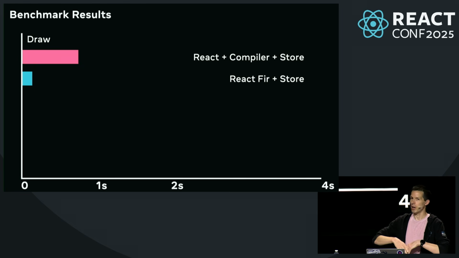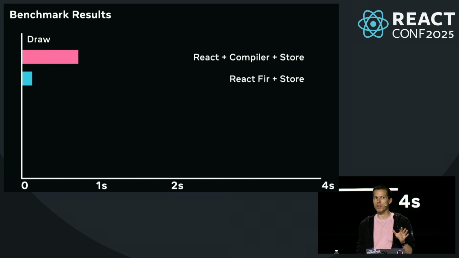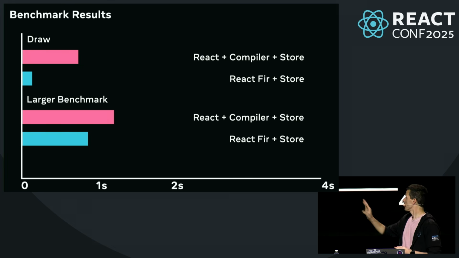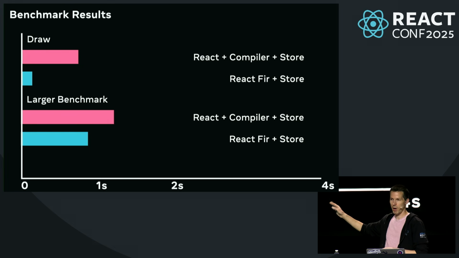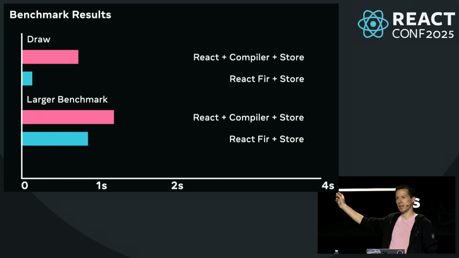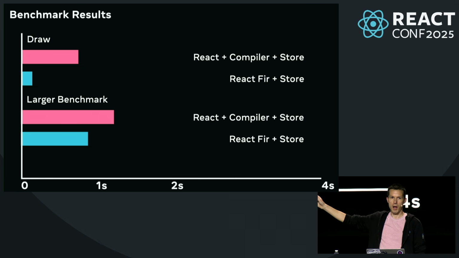Now, these other benchmarks are, again, not all the way to a real app, but they're much more representative, and the results there were not quite as good. So this is a different benchmark, again, with React Compiler in a store, and then React Forget in a store. And we can see that it is still a performance improvement, but not quite the same magnitude as we were seeing on the draw app, right?